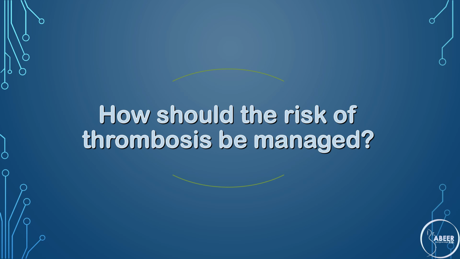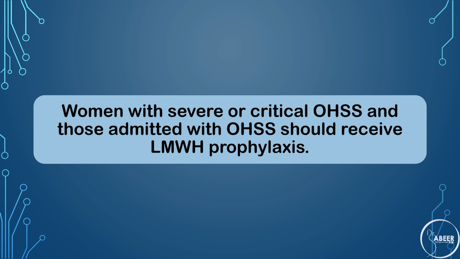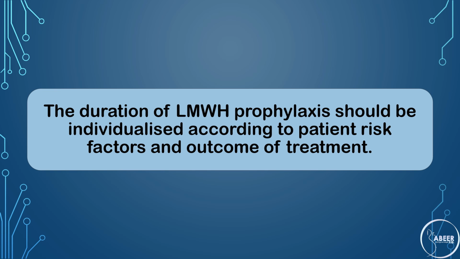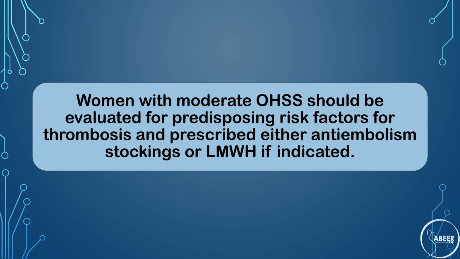How should the risk of thrombosis be managed? Women with severe or critical ovarian hyperstimulation syndrome and those admitted with ovarian hyperstimulation syndrome should receive low molecular weight heparin prophylaxis. The duration of LMWH prophylaxis should be individualized according to patient risk factors and outcome of treatment. Women with moderate ovarian hyperstimulation syndrome should be evaluated for predisposing risk factors for thrombosis and prescribed either anti-embolism stockings or low molecular weight heparin if indicated.